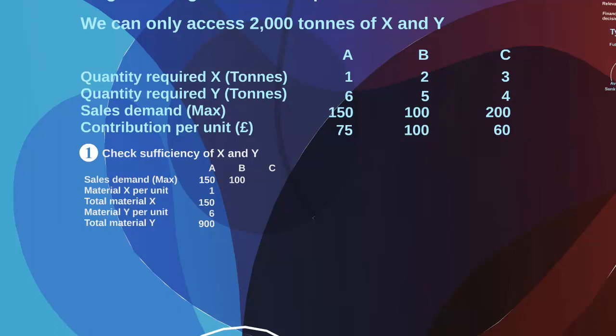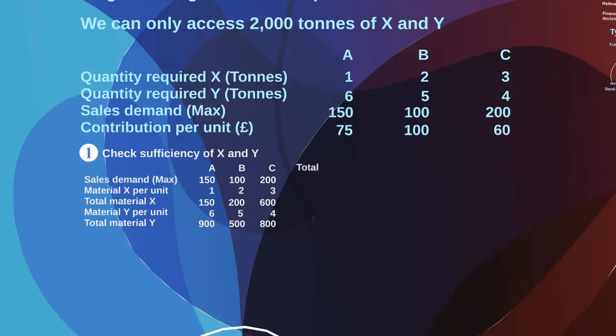Do the same thing for B. We can sell a maximum of 100. It uses 2 tons of material X, giving us 200 tons of material X overall. 5 tons of material Y per unit, giving us a grand requirement for material Y for product B of 500 tons. And finally, we do the same for product C. We know that we can sell 200, it uses 3 tons of material X per unit, so that's 600 overall. 4 tons of material Y, giving a total material Y usage of 800 tons.